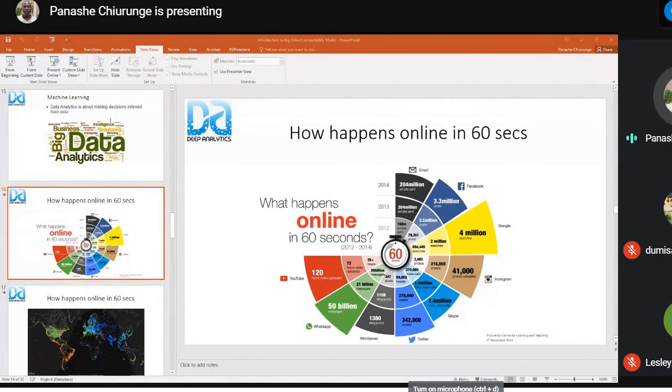And then for WhatsApp, in 2012, there were 20 billion messages sent every 60 seconds. In 2014, it was 50 billion messages sent every 60 seconds. And then in 2020, it's 150 billion messages sent every 60 seconds. So you can see. So if I go on to the next slide.